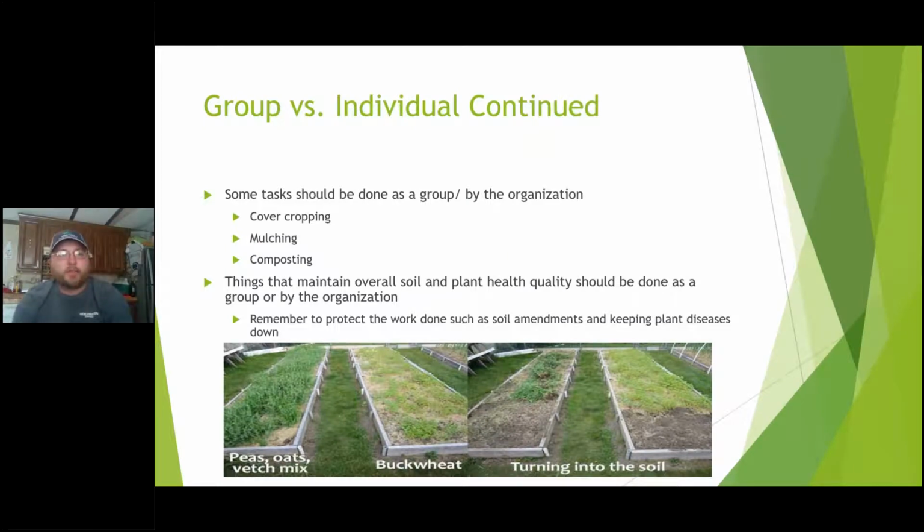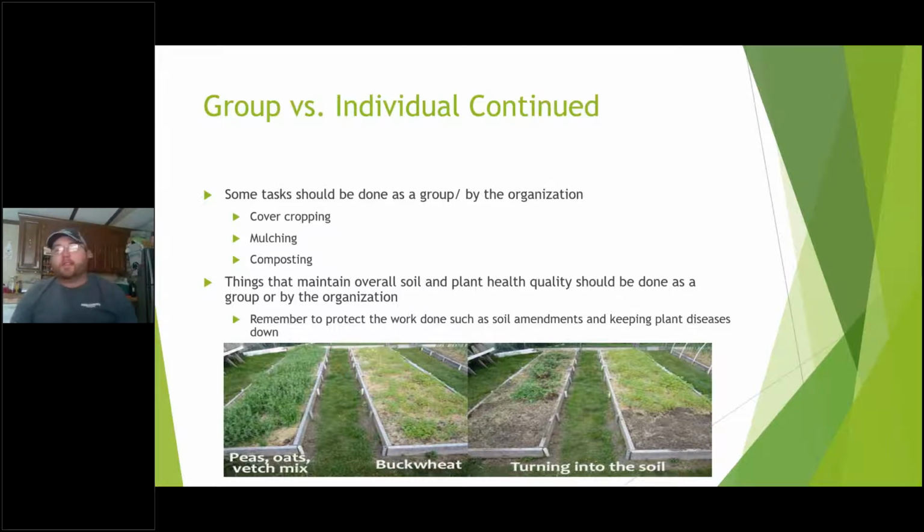Still on the group versus individual, some tasks should be done as a group, or by the organization. Things that come to my mind are that the key points are things that maintain soil quality and things that are too small or too large for an individual. So things such as cover cropping, mulching, composting, those things I feel should always be done by the group.